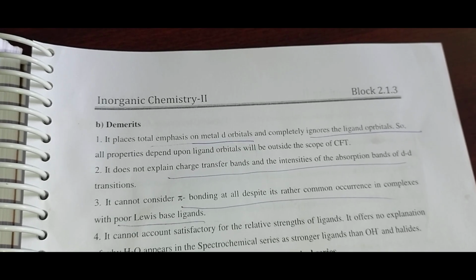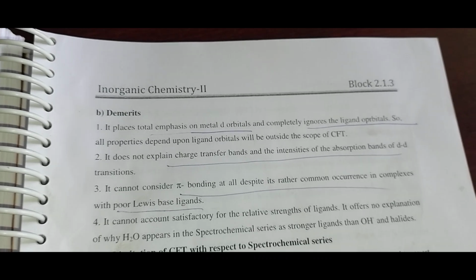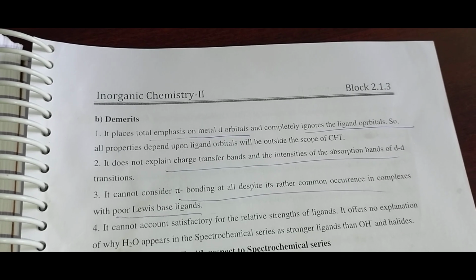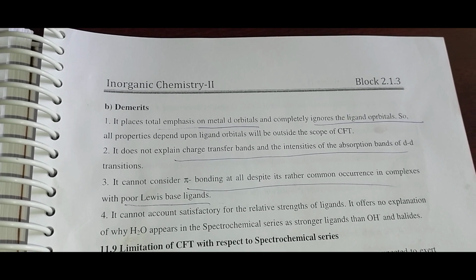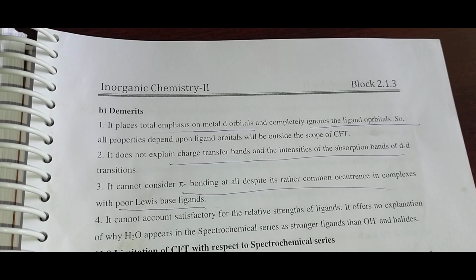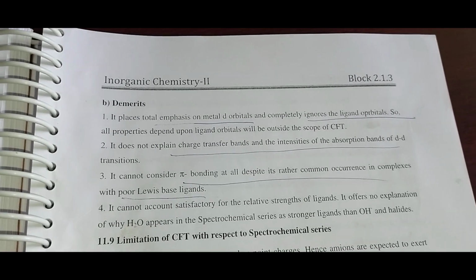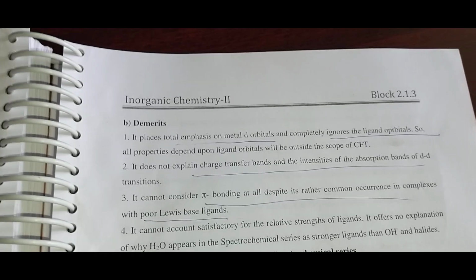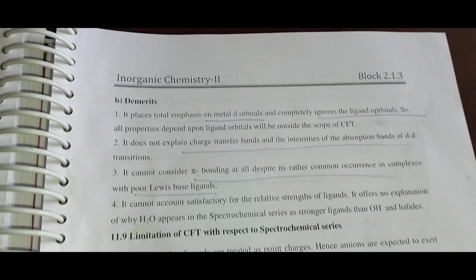Because of poor Lewis base ligands here, it is not satisfactory for the relative strength of ligands. There is no explanation of why H2O, water, in the spectrochemical series is a stronger ligand than OH and halides. When we compare with OH and halides, why does H2O appear as a strong ligand? So these are the demerits of crystal field theory. Thank you.